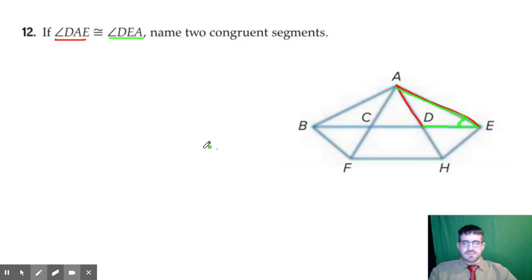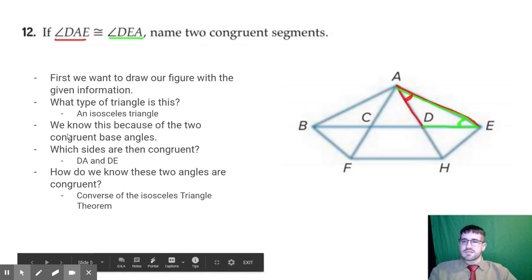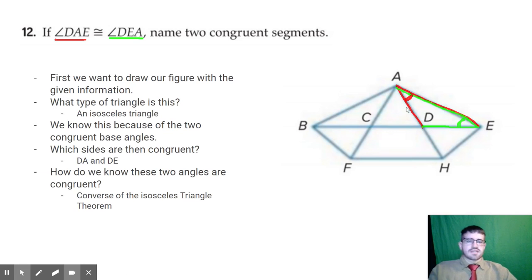Again, I forgot to mark my angles. I'm sorry for that. And we look at this. So what we want to do is draw out the figure. And we know it's an isosceles triangle. We've dealt with three of these now. Because we have the two base angles congruent, angle DAE and angle DEA, we know that the sides opposite those angles, segment DE and segment DA, are congruent to one another. And we know that they're congruent by the converse of the isosceles triangle theorem.